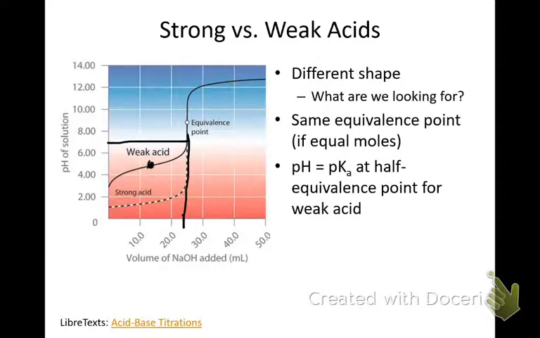For a weak acid, the pH equals the pKa at the half-equivalence point. So here the equivalence point is about 25 milliliters. So the half-equivalence point, when half of that's been added, we're at about 12 milliliters added. And we see that that's the same as that inflection point along the curve. So we see where the concavity changes. And so the pKa of this weak acid is about 5 because that's the pH at that half-equivalence point.